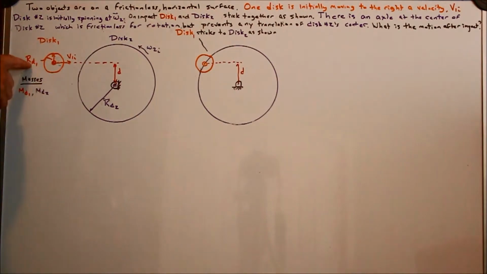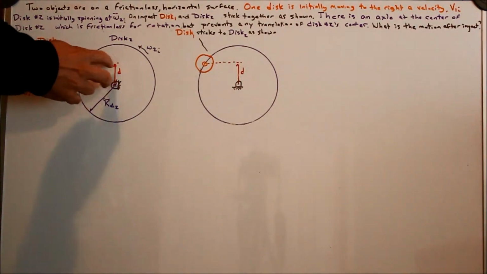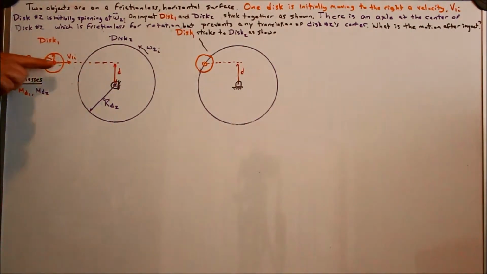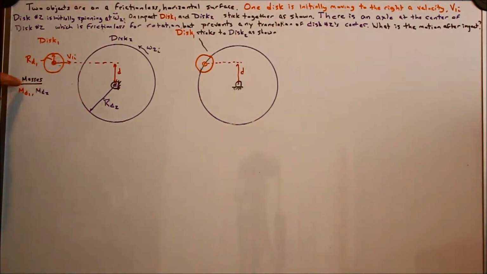The radius of disk 1 is here, the radius of disk 2 is here. When they impact, this offset is coming in this direction, the offset is d, and here are the masses of the two disks. So pause the video and we'll solve it and we'll check the answer.